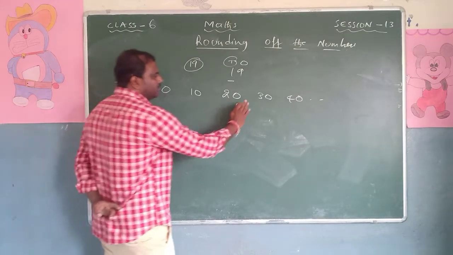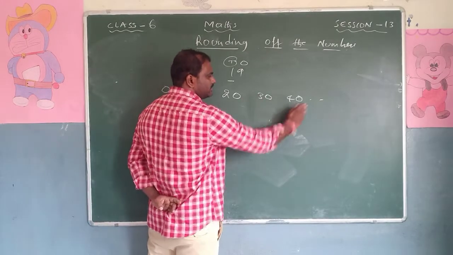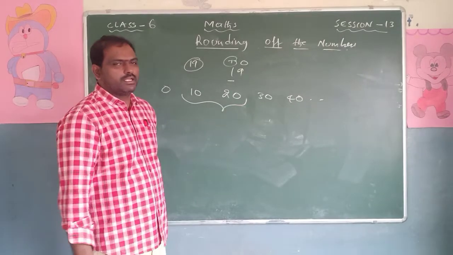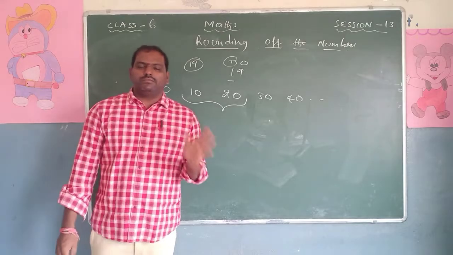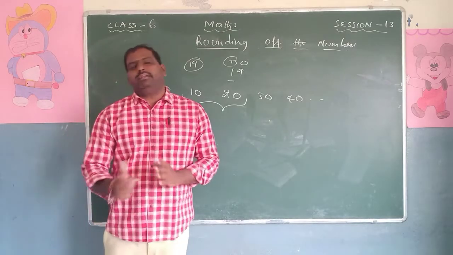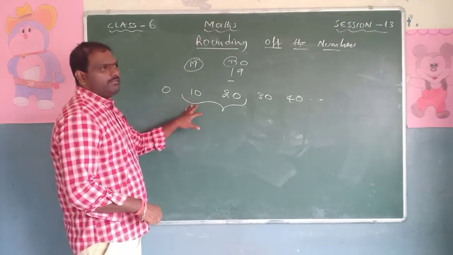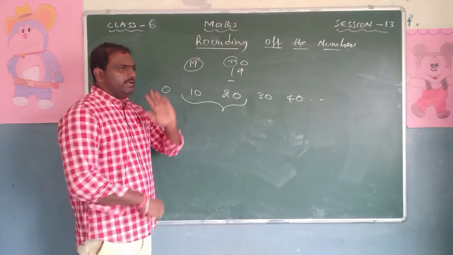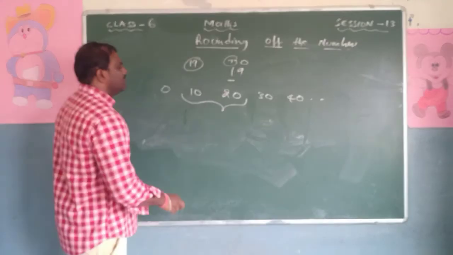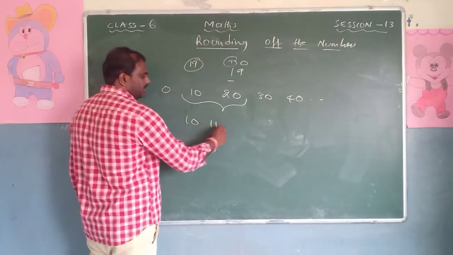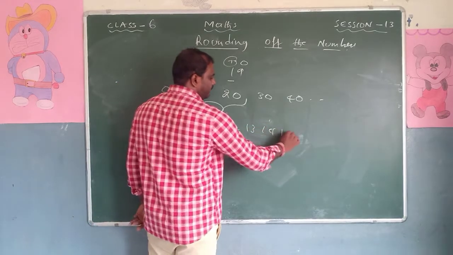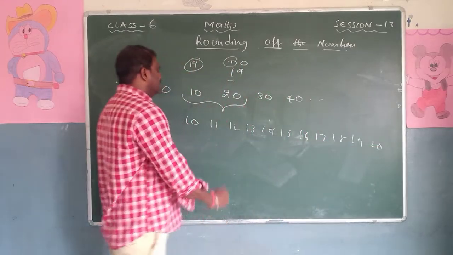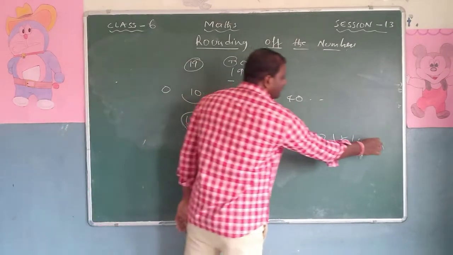Where will 19 be? Will it be here? Will it be in the middle of this? It will be in between 10 and 20. Yes or no? 10, 11, 12, 13, 14, 15, 16, 17, 18, 19, 20. So 19 will be in between 10 and 20. Now again we write 10, 11, 12, 13, 14, 15, 16, 17, 18, 19, 20. Right? So 10 is here, 20 is here.